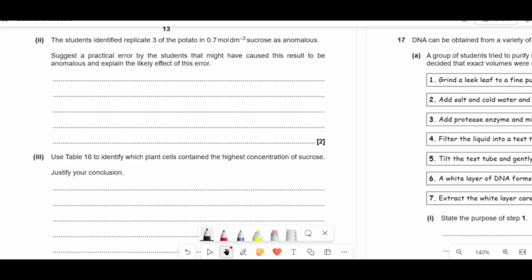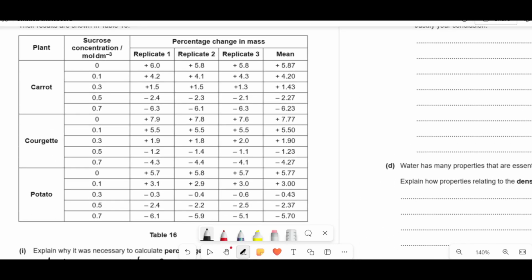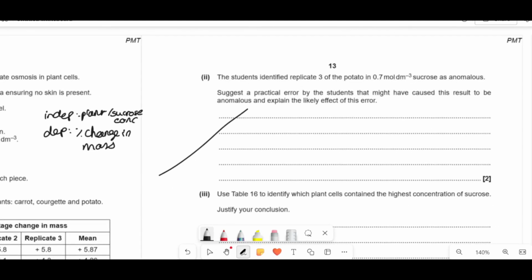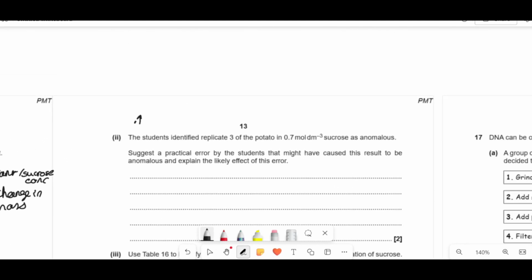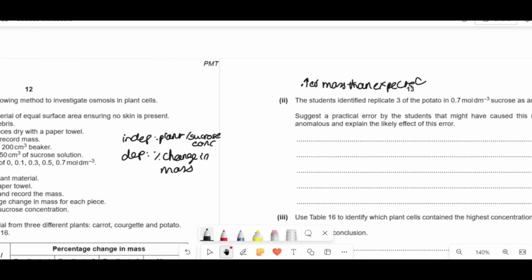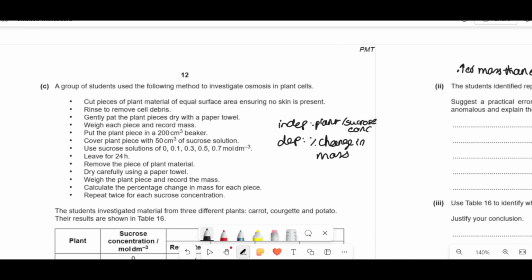So if we look at the replicate 3 of 0.7, so 0.7 replicate 3 is here, what do we see? We can see that these two have lost more mass than this one, so this one's not lost as much. So we need to just note down what could be a possible reason. So it has a higher mass than expected, right? So you've got to link back to the steps on what they took to see what could screw up, making them have a higher mass, which would make them have a less percentage change in mass, right?